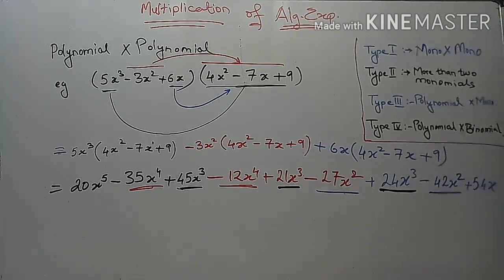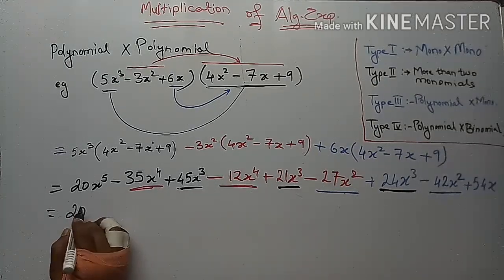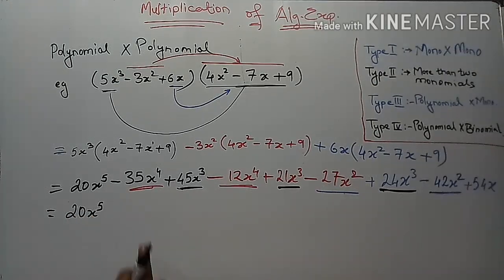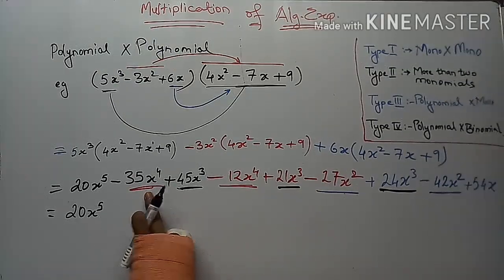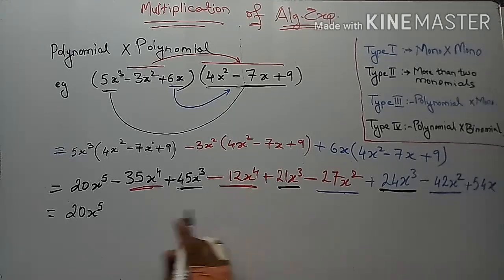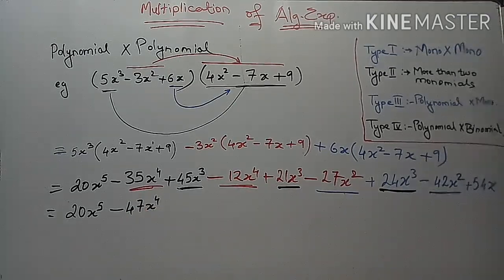So we always remember that if there are like terms, they can be operated with addition and subtraction, or addition and subtraction operations can be done with only like terms. So this is not the final answer, we are supposed to solve this. So 20 x raised to 5, now this is minus 35 x raised to 4 and minus 12 x raised to 4, which gives me minus 47 x raised to 4.